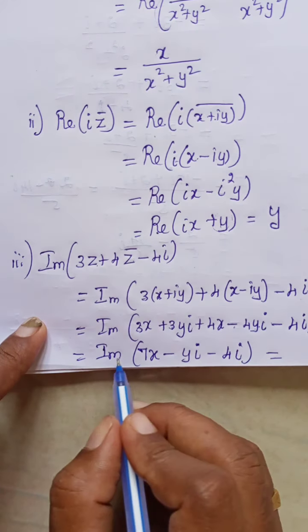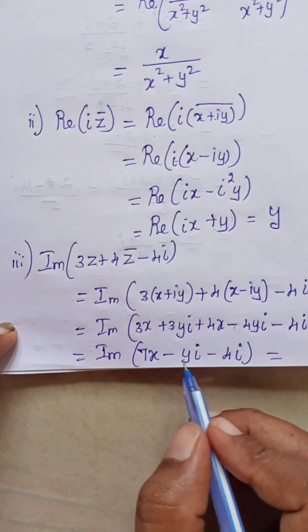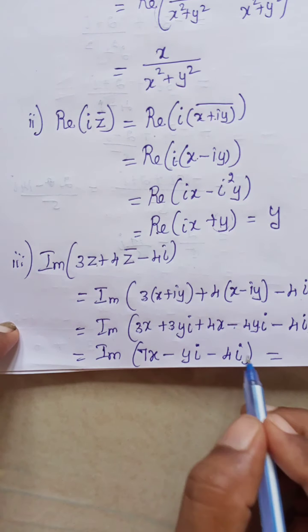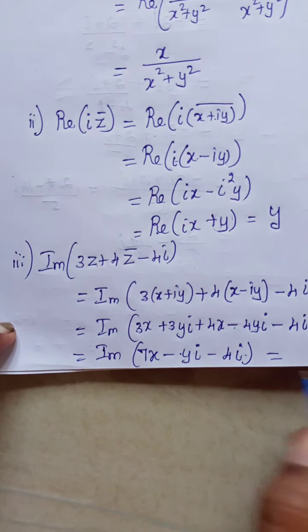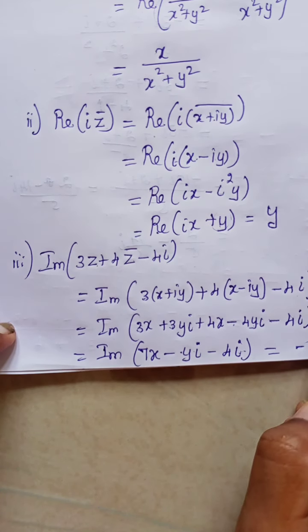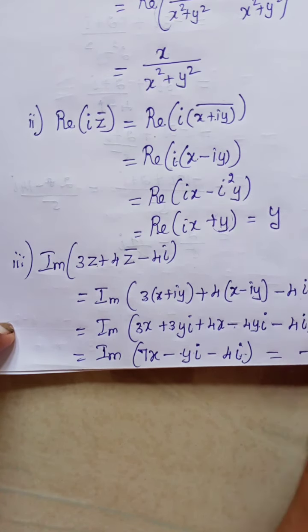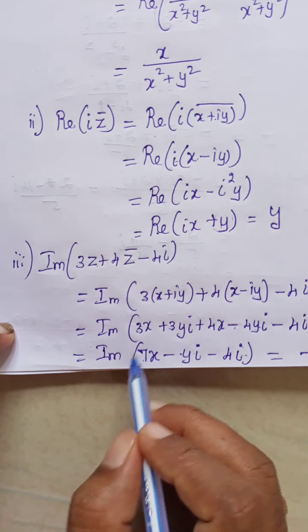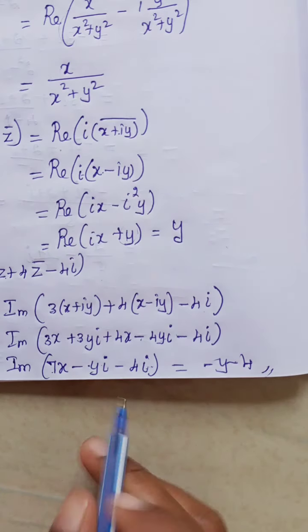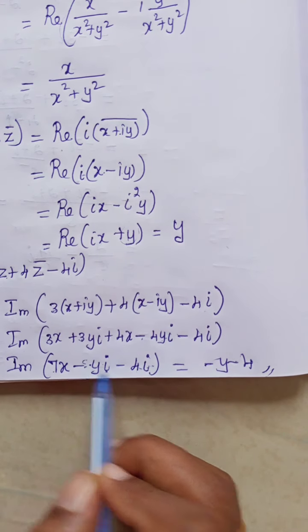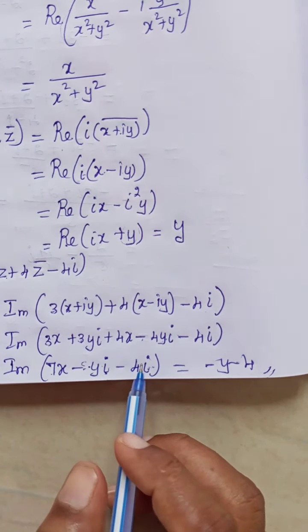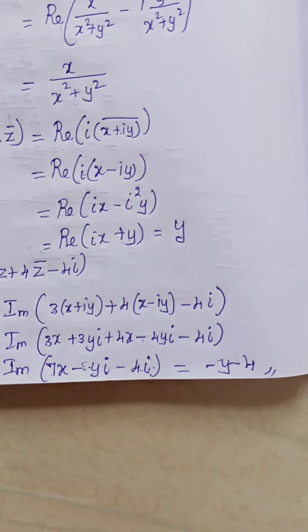So we know that imaginary part means the part with the imaginary unit. So this has the imaginary unit. So we can write it as minus y minus 4. Real part means we might have written 7x. Since this is the imaginary part, we have to write the coefficient of the imaginary unit, that is minus 4 minus y. Is that clear?